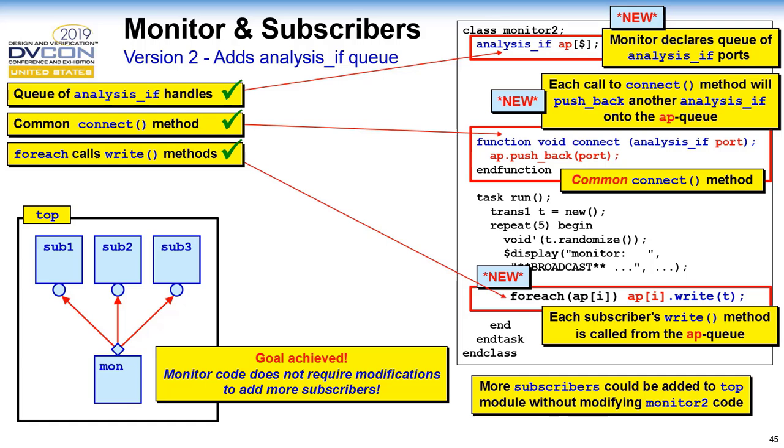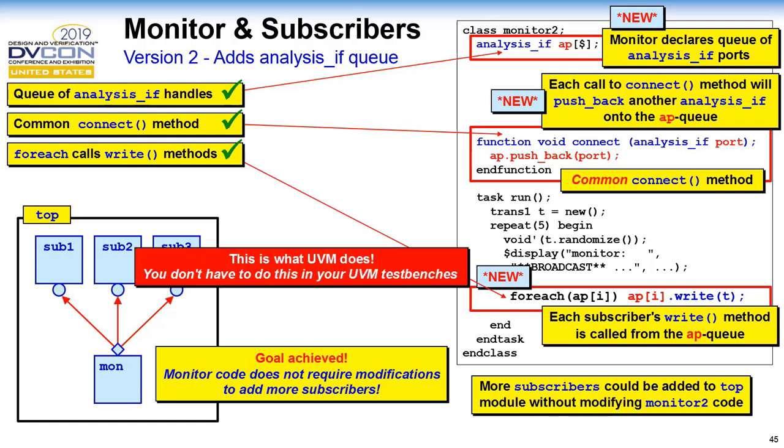I will call the write method off of each of those subscribers. So our goal has been achieved. We now have monitor code where we can attach as many subscribers as we want without modifying any of the monitor code itself. This is what UVM does, but you don't have to do this in UVM. I want to make sure that you plainly understand this is not UVM code. This is what UVM does internally.